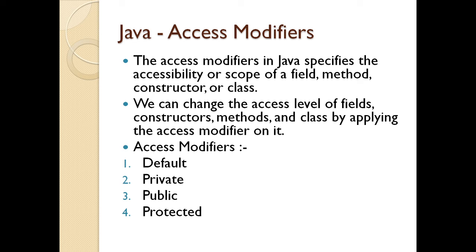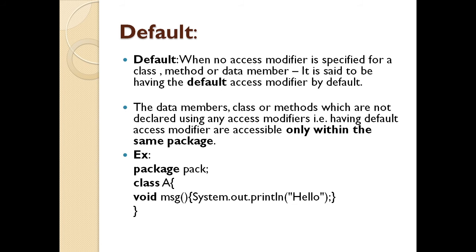First is the default. When we do not give any access modifier, it is given the default access modifier. The data members, classes or methods which are not declared using any access modifier will have the default access modifier and can be accessed only within that same package. Now coming here, we see an example. If I have a package named pack and class A is an element of that package, with void message printing System.out.println hello, here I have not specified any access modifier. Here the access modifier is default.